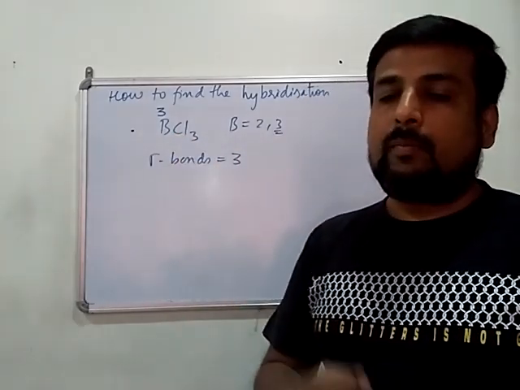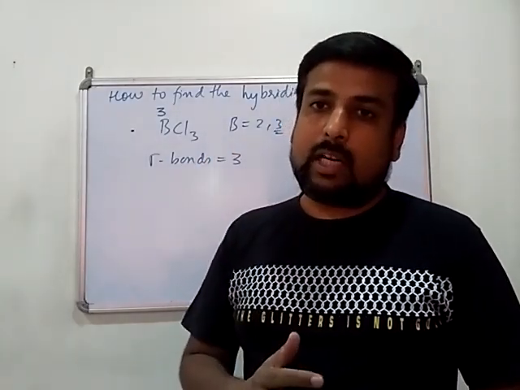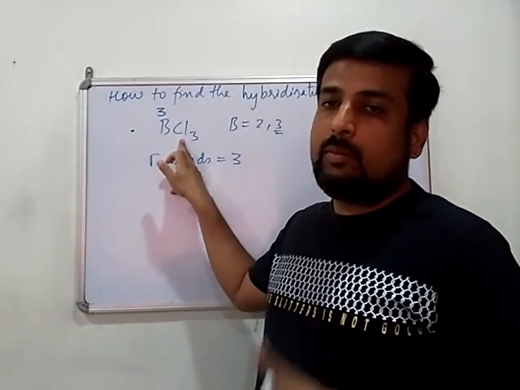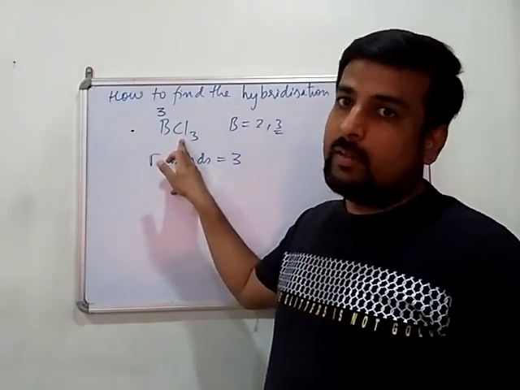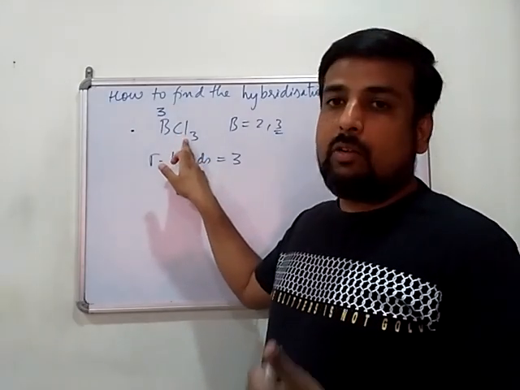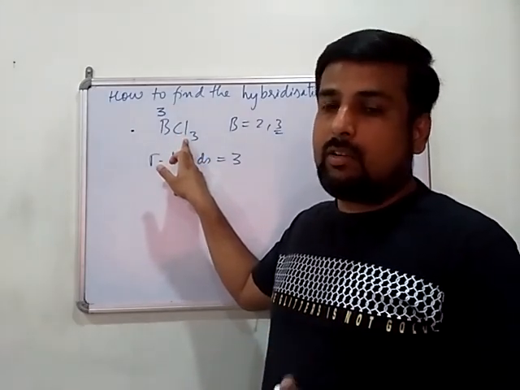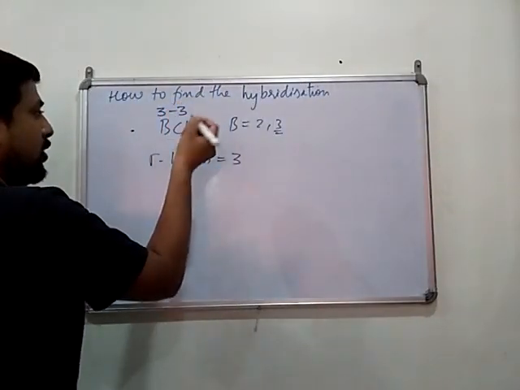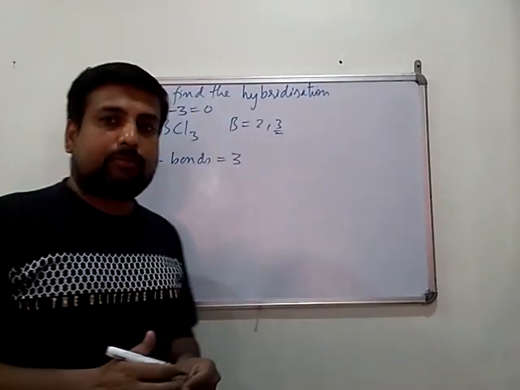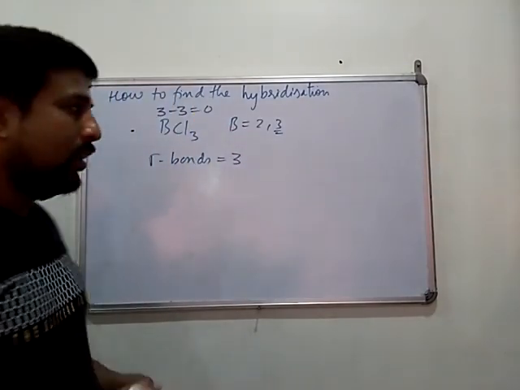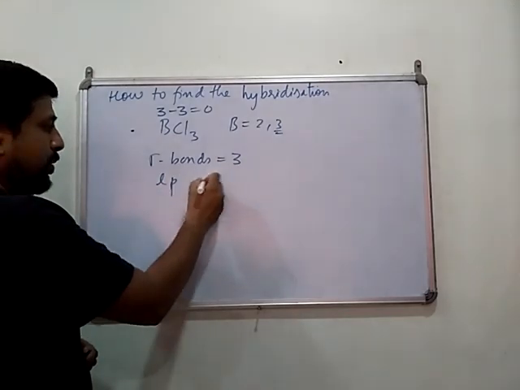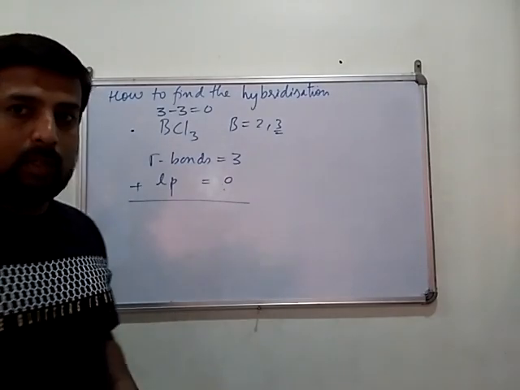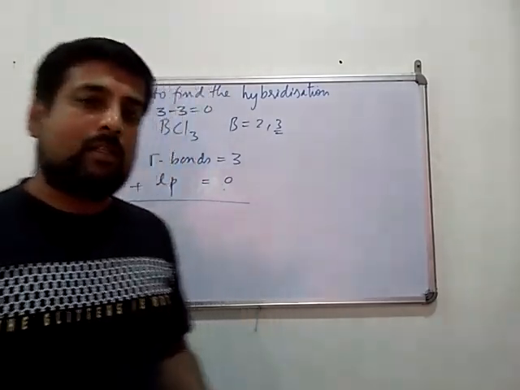That means the boron atom has to use just one electron with each chlorine atom because it is monovalent. So for each chlorine, boron will share one electron. Now there are 3 chlorine atoms. So for one chlorine, 1 electron; for 3 chlorine, 3 electrons will be shared. Out of the 3 electrons, all 3 are shared, so the number of electrons present as unshared is 0. That means the lone pair, LP, is 0.